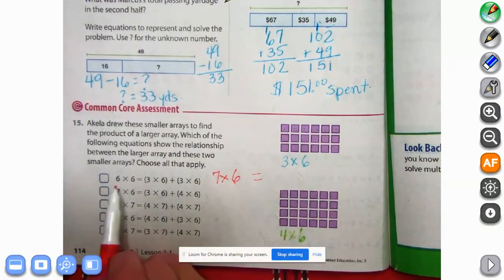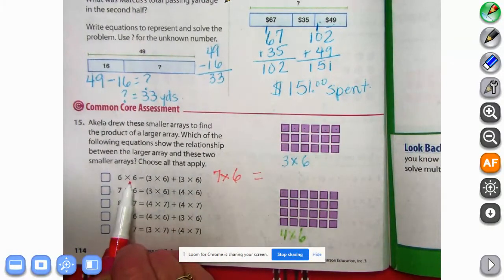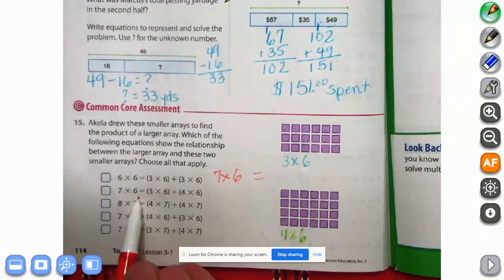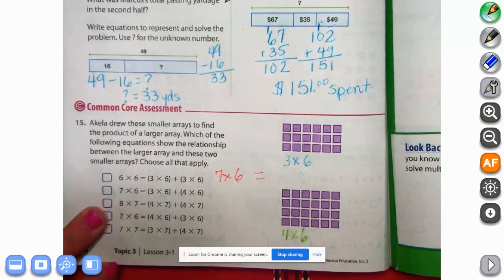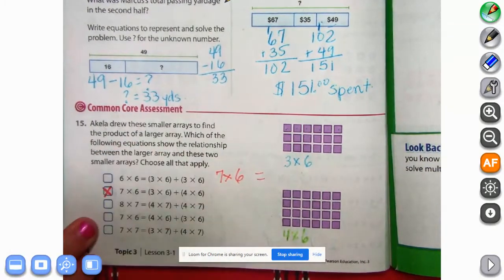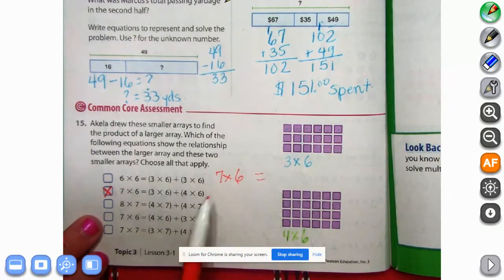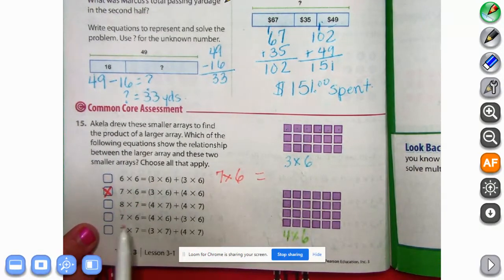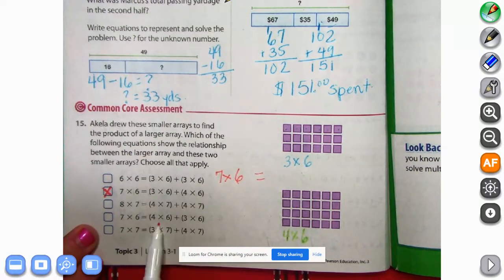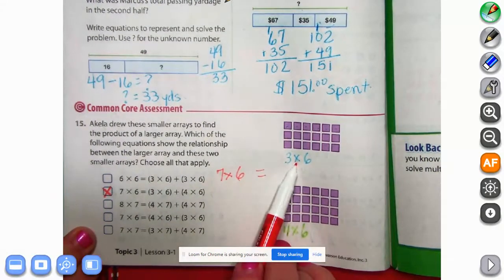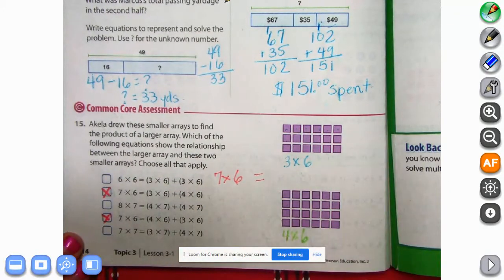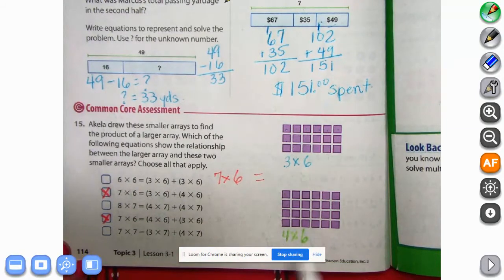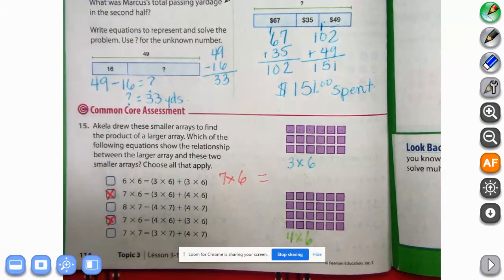Okay, so let's look. 6 groups of 6? Nope, already we see that's not correct. 7 groups of 6? Okay, that sounds right. Let's look. 3 groups of 6? 4 groups of 6. That one works. 8 groups of 7. We don't have 8 groups of 7. 7 groups of 6. 4 groups of 6 plus 3 groups of 6. We can do that one too, because we can just switch which array goes first. 7 groups of 7. We don't have 7, we only have 6. So those are your 2 answers that are correct.